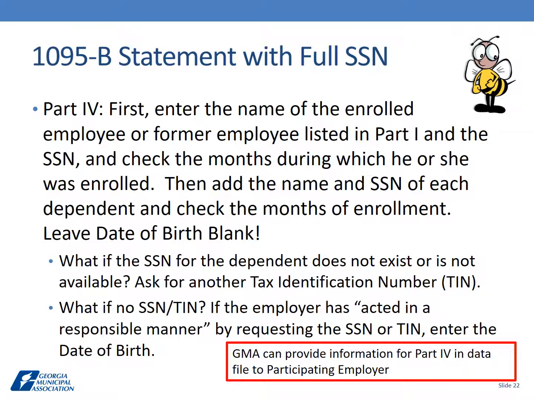What if the Social Security number for the dependent does not exist or is not available? Ask for another tax identification number, or TIN. What if there is no Social Security number or TIN? If the employer has acted in a responsible manner by requesting it, enter the date of birth. GMA takes care of this when preparing the B forms. And GMA can also provide this information for Part 4 in the data file to participating employers.